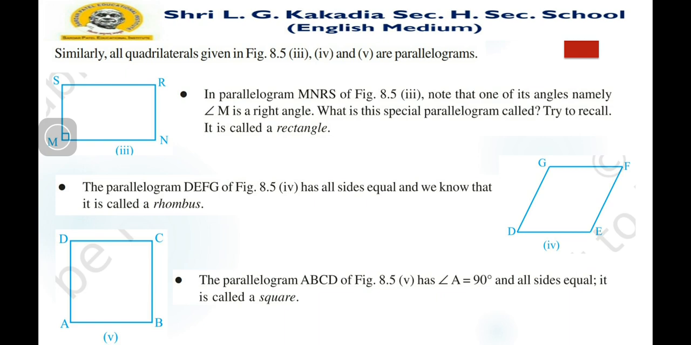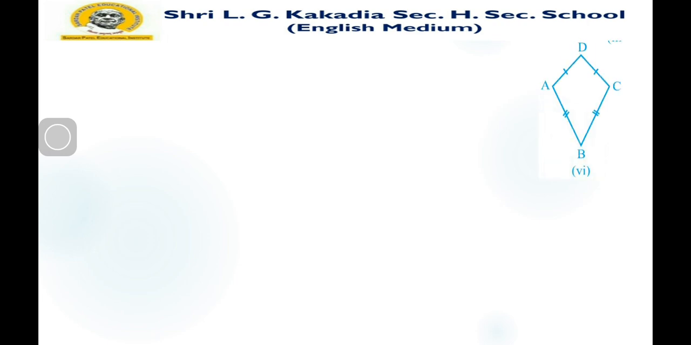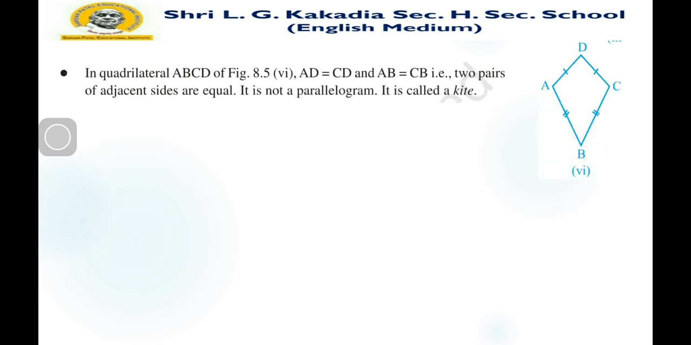Now some properties related to all these figures we can derive, and one more thing, that is a kite. In quadrilateral ABCD of figure 8.5, that is 6, AD is equal to CD and AB is equal to CB. That is, two pairs of adjacent sides are equal. It is not a parallelogram, it is called a kite.